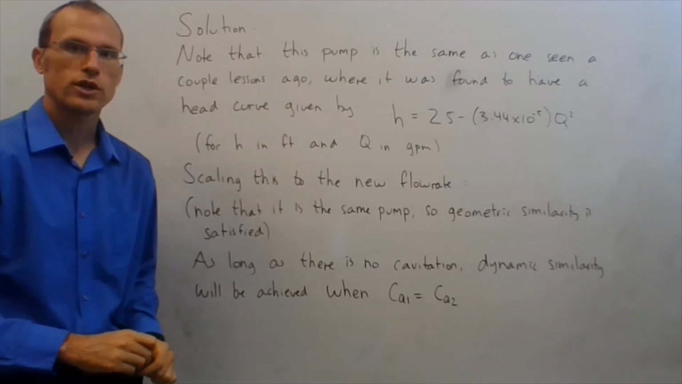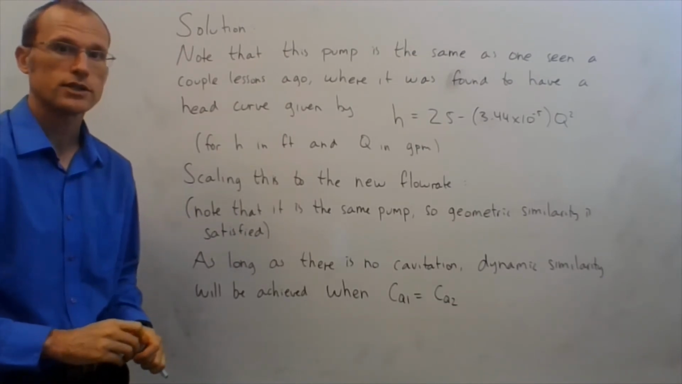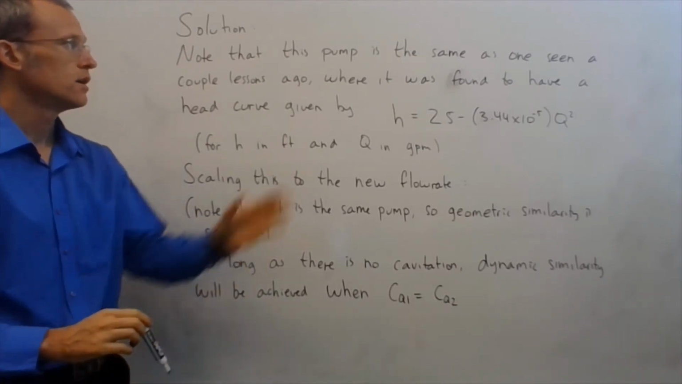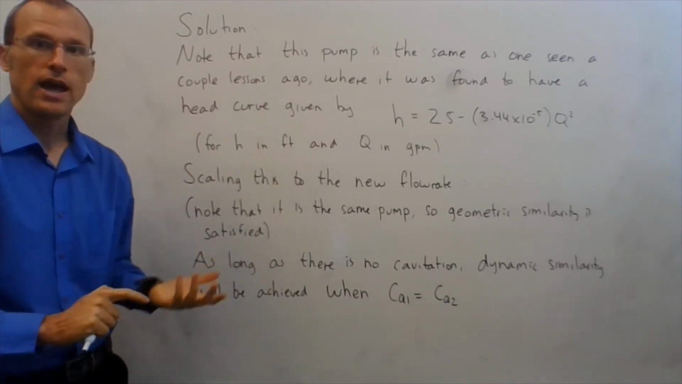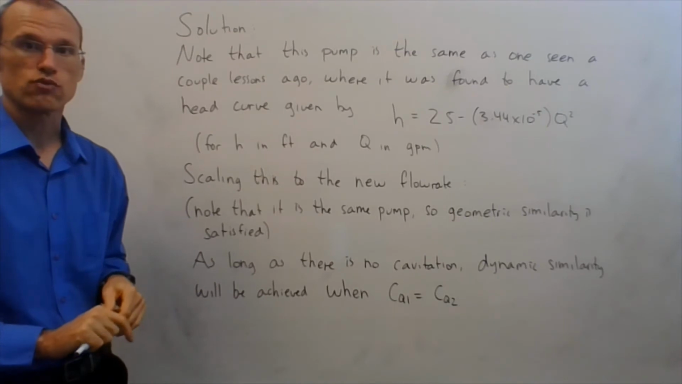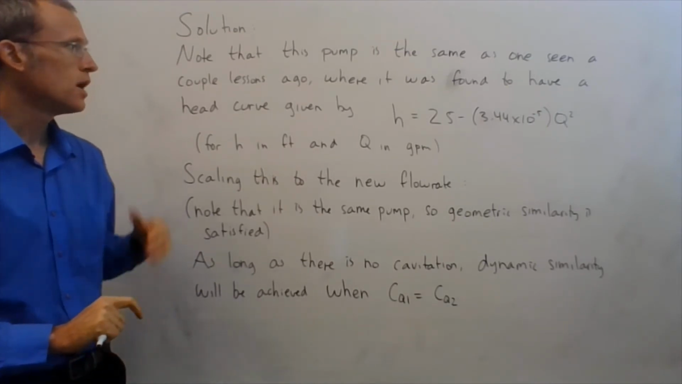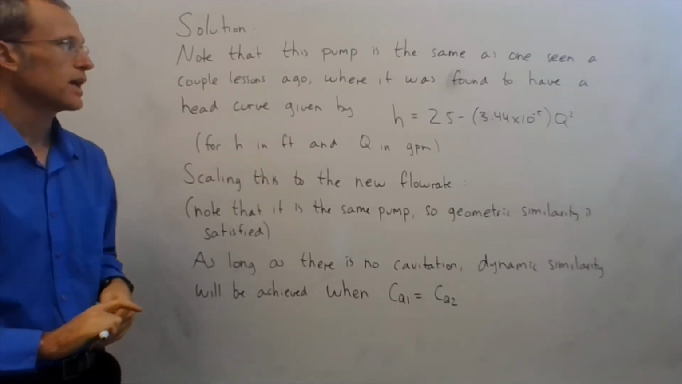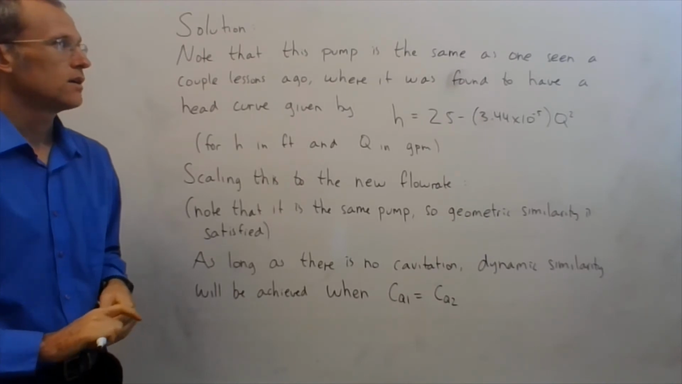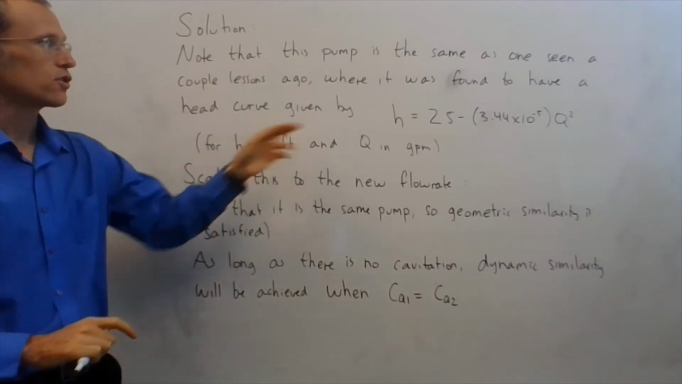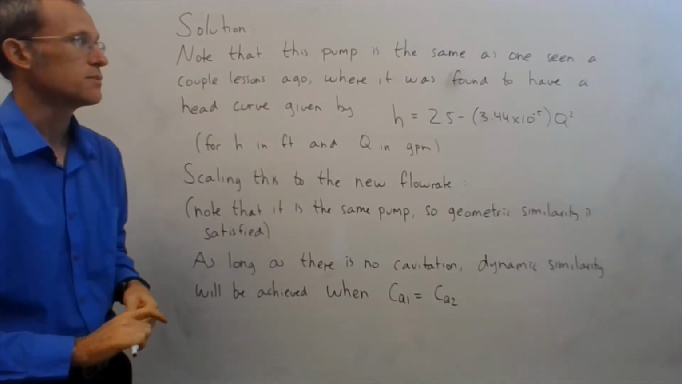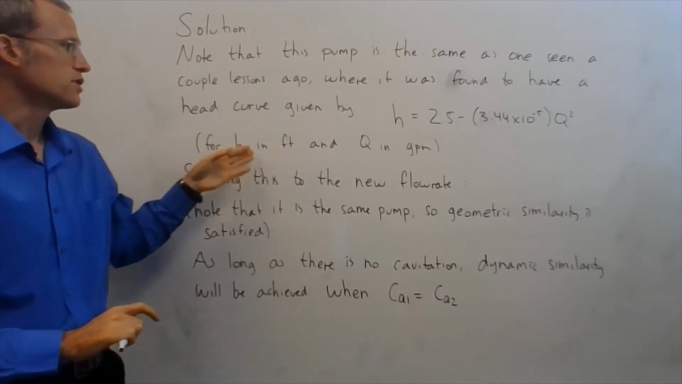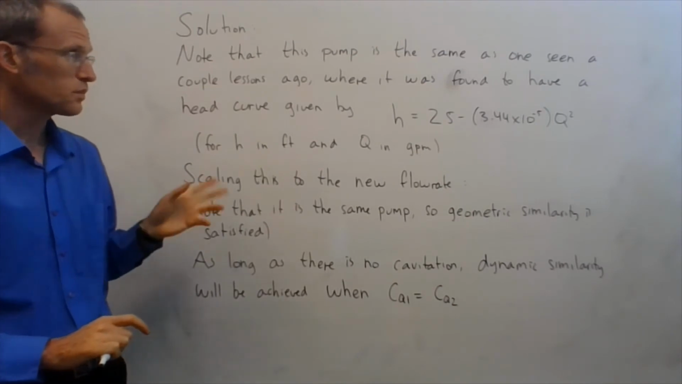So this pump has similar characteristics to one we saw a couple lectures ago. Has a shut-off head of 25, has the head of 21.9 at 300 gallons per minute, has that same rotational rate of 1170 RPM. So I can use the data we have from that last example, where I found that the head curve was 25 minus 3.44 times 10 to the negative fifth times Q squared. This is for H in feet and Q in gallons per minute.